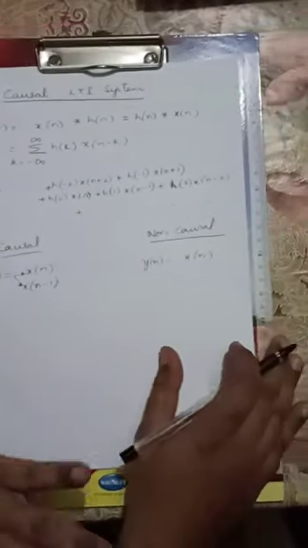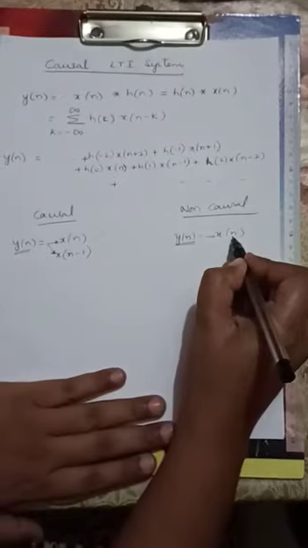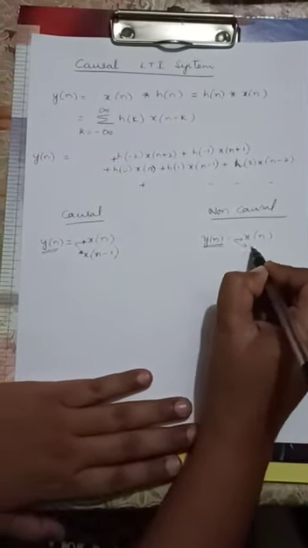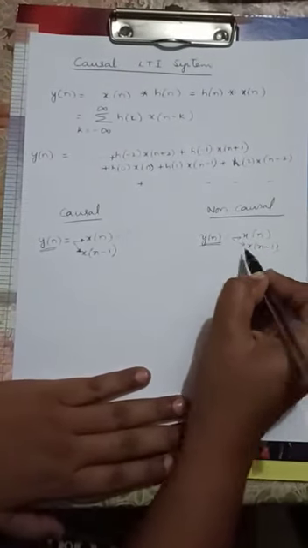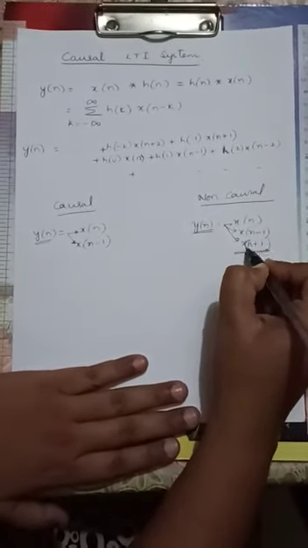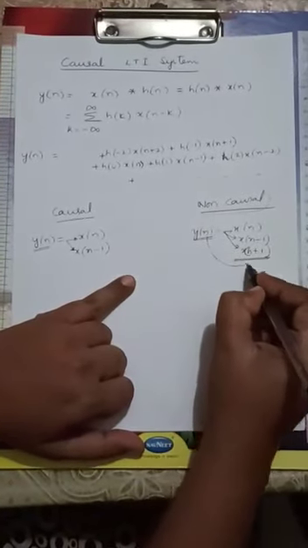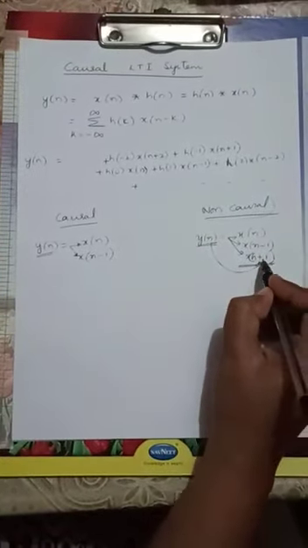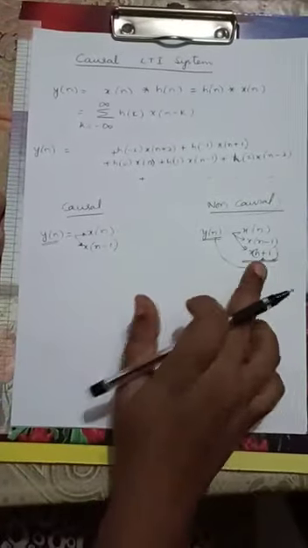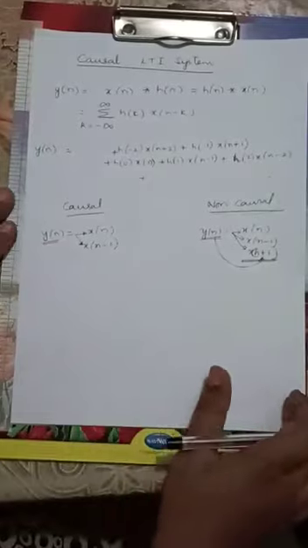Now what is non-causal? For a system to be non-causal, the present output should depend on the present input, that is x of n, the past input and the future inputs. That means the output depends on x of n plus 1 terms, that is, on future values. So this is the definition of causal and non-causal systems.